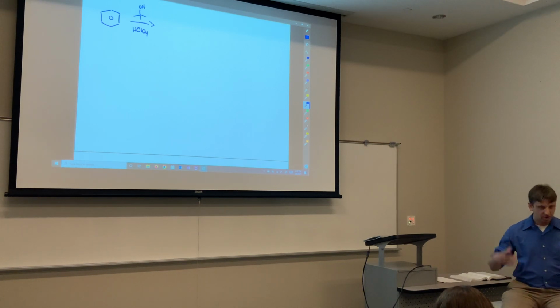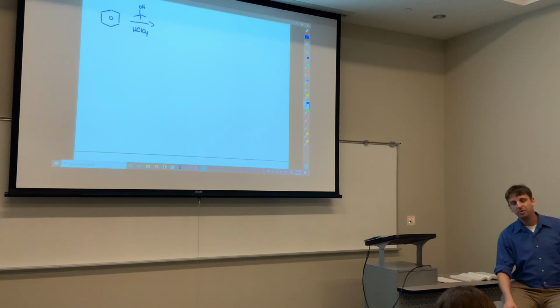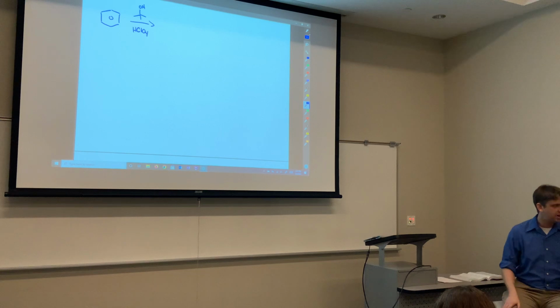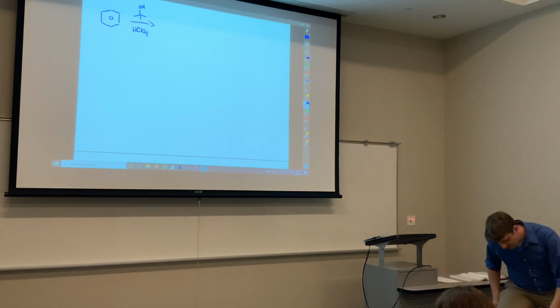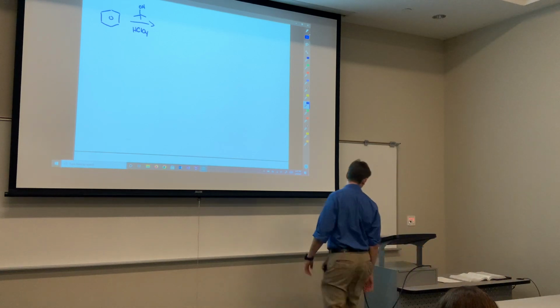So we have a problem. We want to generate a carbocation because we need a good electrophile, but we need that carbocation not to rearrange and not to shift. So we have to have a specific set of conditions that are met.